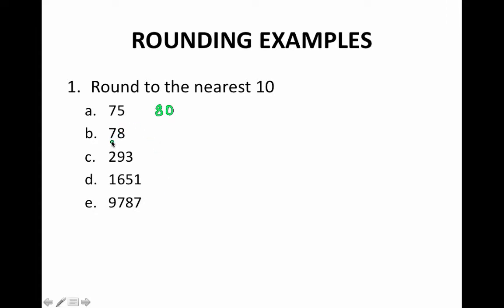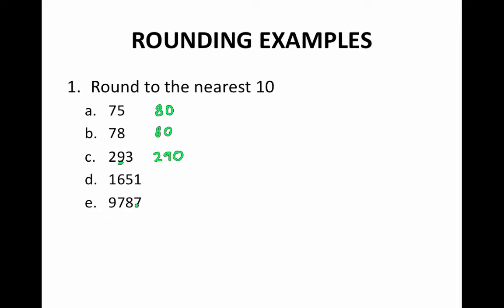In this example, we identify the tens place and we look to the number to the right of it, and it's an 8. And so since 8 is greater than 5, we're going to round the 7 up to an 8 and put a 0 in the ones place. In this example, we identify the tens place, and we look to the number to the right of it, and it's a number less than 5. So we're going to keep the number in the tens place the same. So that means that this number is rounded to be 290.